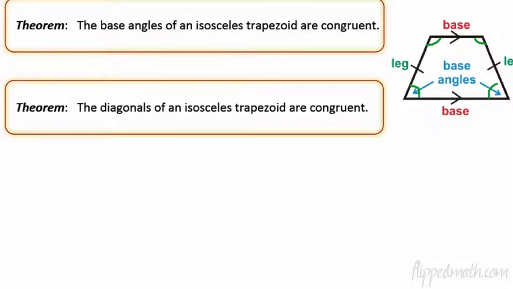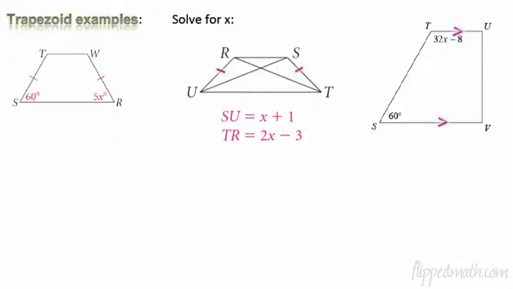The last part deals with the diagonals, the second theorem there. If we draw the diagonals in, from here to here, and from here to here, they are also congruent for an isosceles trapezoid.